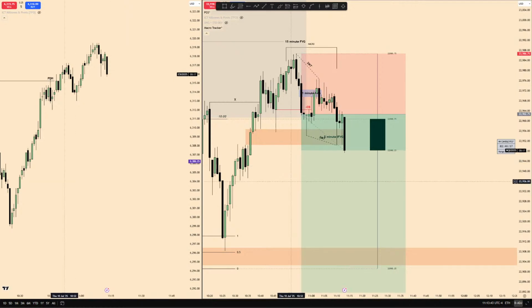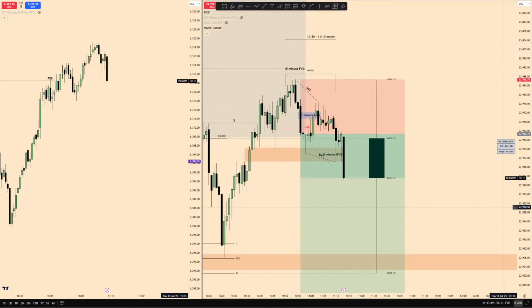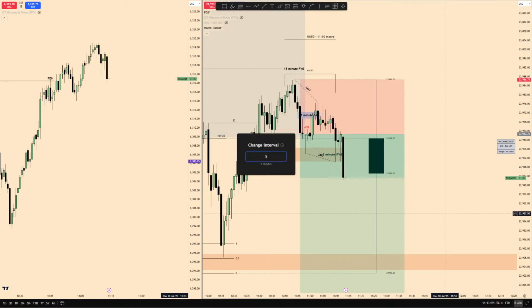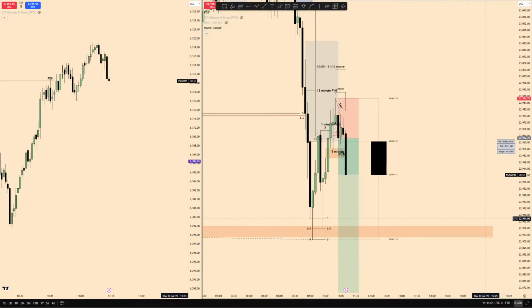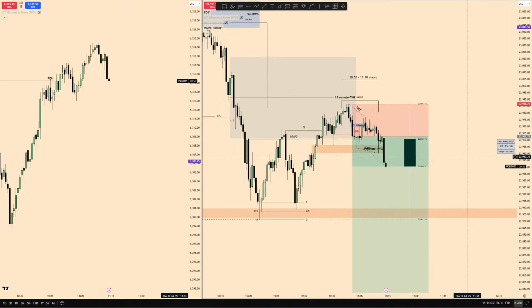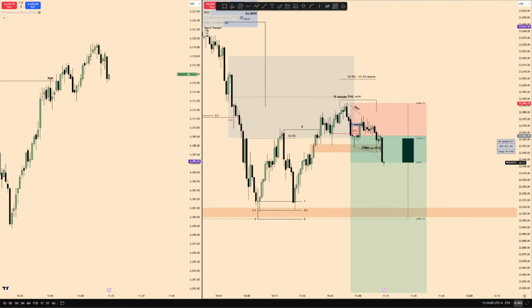Are you taking that inverse? Or you're waiting for the 5 minute? Me? Both. I'll probably tape read it or go super light size. I'll probably just go light size. I'm pretty much break even on the day.